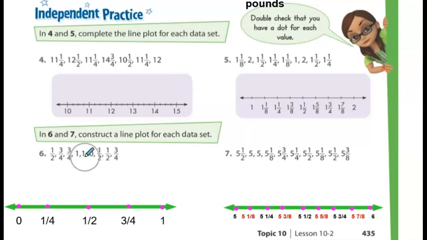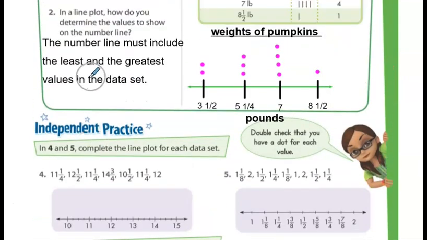So number 6, you'll notice that we start at 0 and we end at 1. They are not listed from least to greatest. It might be easier for you to do that and make sure that those values are listed from least to greatest so that you can quickly plot them on your line plot, or you can leave them as they are and just cross them off as you go. Either way works. So I started at 0 and I ended at 1 because 0 is the smallest number and 1 is the largest number.